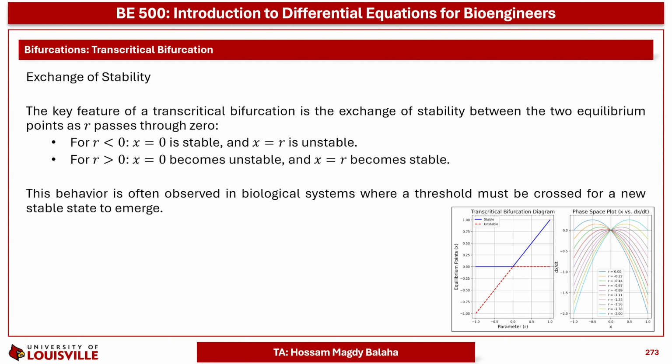The key feature of this transcritical bifurcation, as we mentioned, is the exchange of stability between two equilibrium points as r passes through 0, moving from stable to unstable and from unstable to stable. Again, based on your plotting of the system, you can observe whether it's a saddle point, transcritical, or any other type of bifurcation, and you need to determine the bifurcation point or the critical point, and which is a stable region and which is an unstable region, and this will be your constraints of the system.